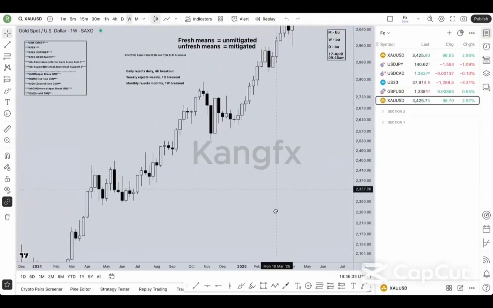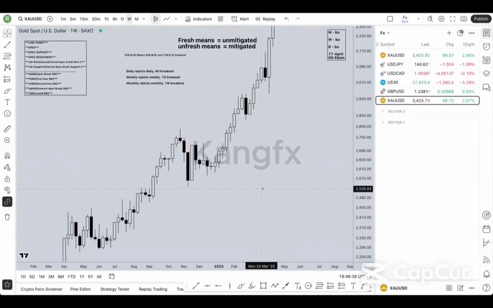This is the assignment: go on daily and weekly. Mark two storylines: one bullish storyline on daily, one bullish storyline on weekly, one bearish storyline on daily, one bearish storyline on weekly. All of them should come from fresh levels. After that, mark two fresh levels on daily, two fresh levels on weekly, two unfresh levels on daily, and two unfresh levels on weekly. That's the assignment for today's class.